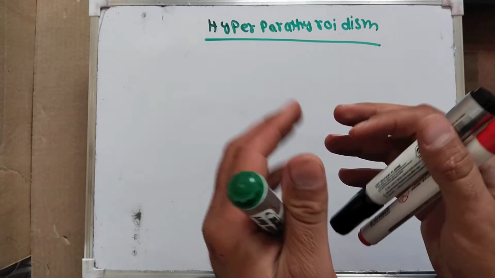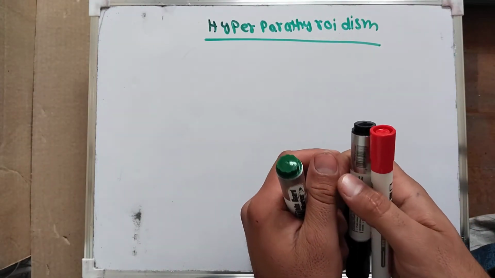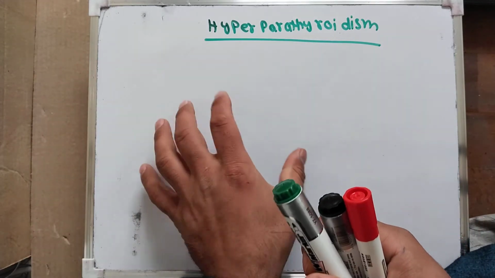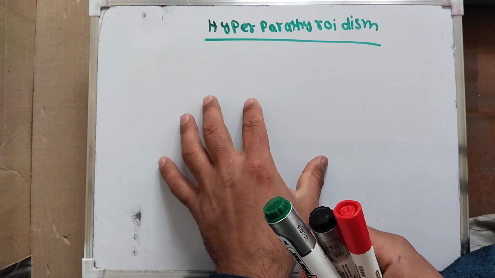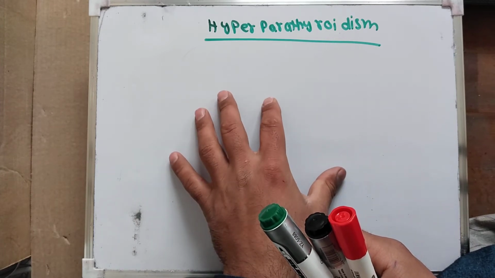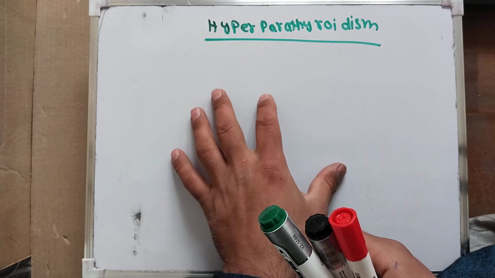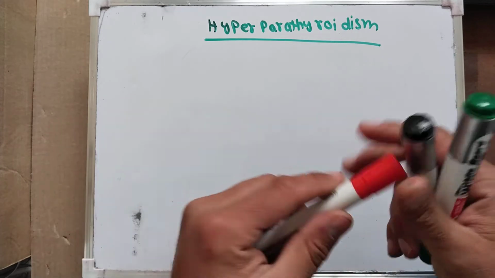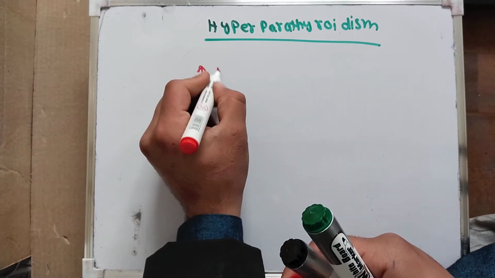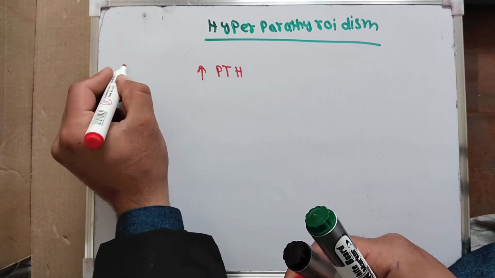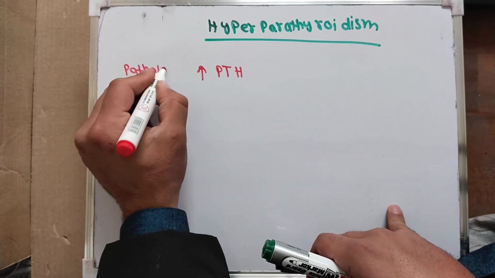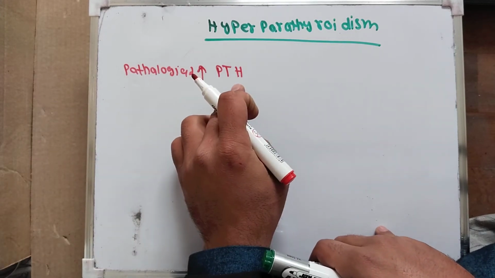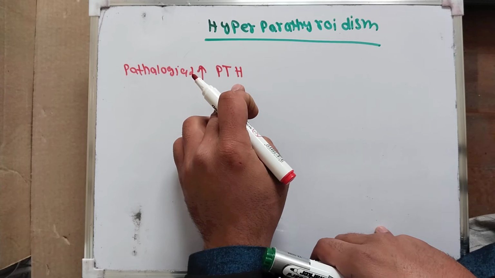Now we will talk about different problems related to the parathyroid hormone, in which calcium level is increased or decreased. What is meant by hyperparathyroidism? Hyper means high, and parathyroid means related to parathyroid hormone. So hyperparathyroidism means a pathological increase in the concentration of parathyroid hormone.